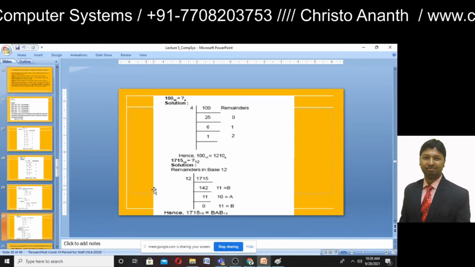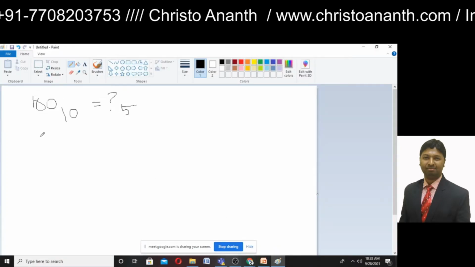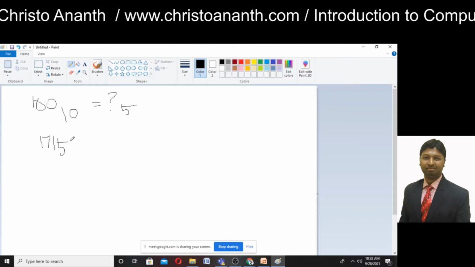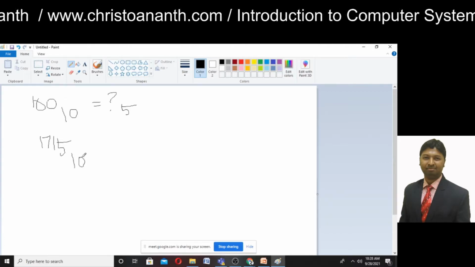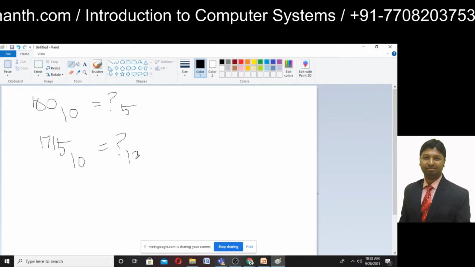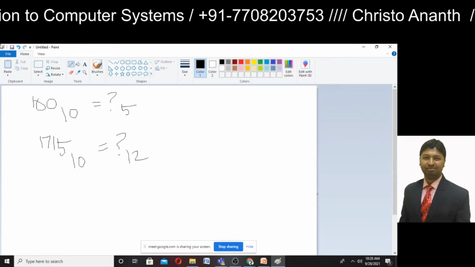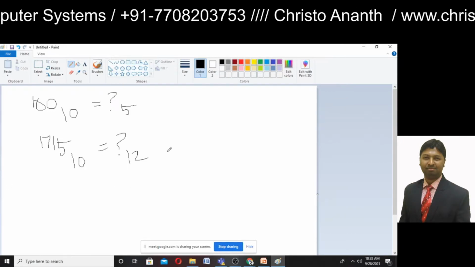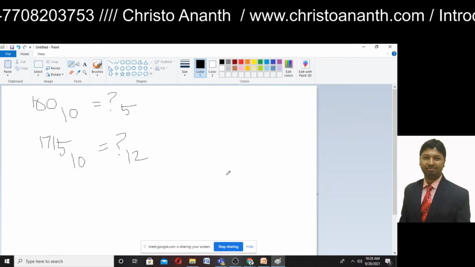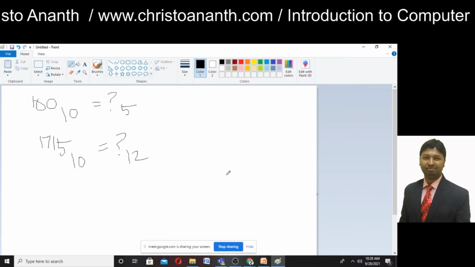Give me another problem of this. Okay, right. Can we do 715 to the base 10 equal to what to the base 12? Base 12. Yes. 1715 to the base 10 equal to what to the base 12?